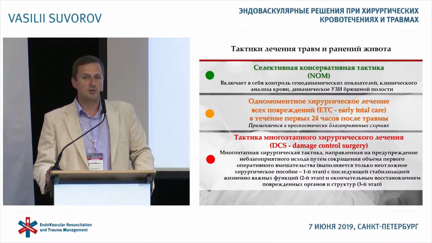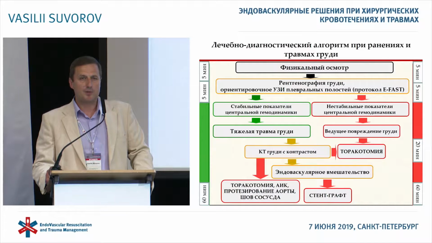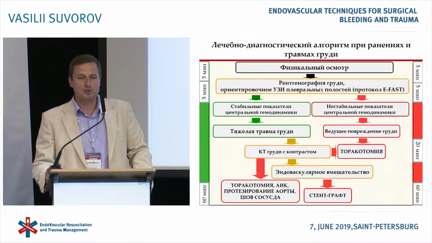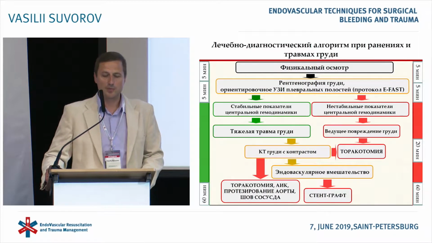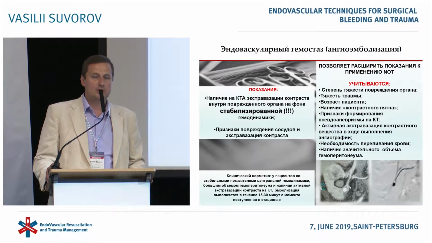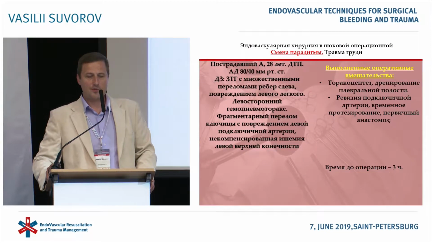In our hospital, we use three main strategic lines to all the patients. First is selective conservative tactics, NOM, second is simultaneous use and management of all the damages, and number three is several steps surgical tactics. Today I'm going to deal with thorax and abdominal injuries. We use special algorithms with a focus on making all the damages more objective based on CT, angio, and ultrasound. Indications for endovascular surgery in our hospital are presence of extravasation of contrast inside the damaged organ in stabilized patient and the signs of vascular damage.